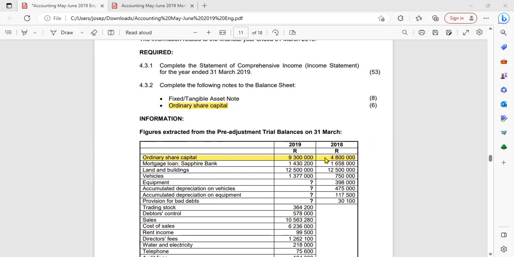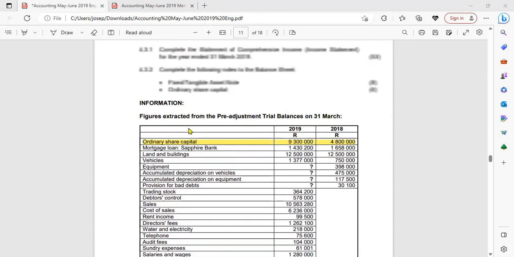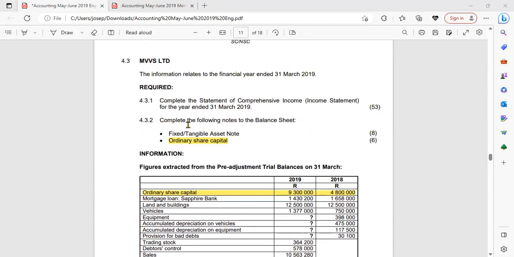You see here we have balance at the beginning and balance at the end. And guys, please, this is important and easy. So these marks you must get them. You must just take them into your pocket, guys. These 6 marks are not that difficult. I'm going to show you how we are going to deal with the whole thing here.